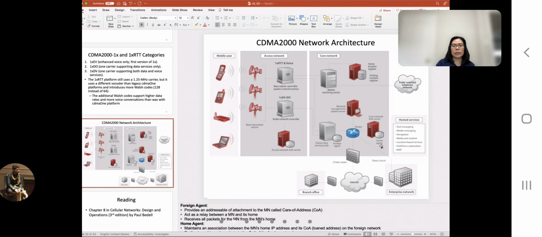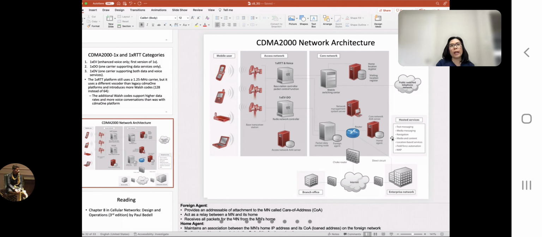I'll just use an analogy to explain the purpose of the foreign agent and the home agent. Assume that your home is in Alberta, in Calgary, for example. Now you go to York University to study. When you arrive at York University, you stay in the residence at York.